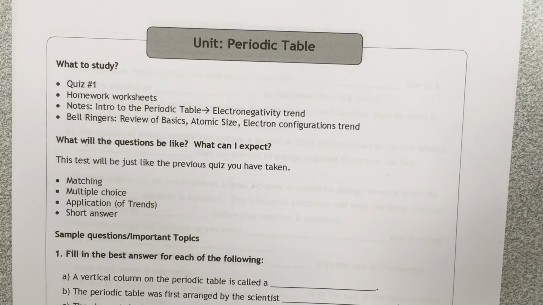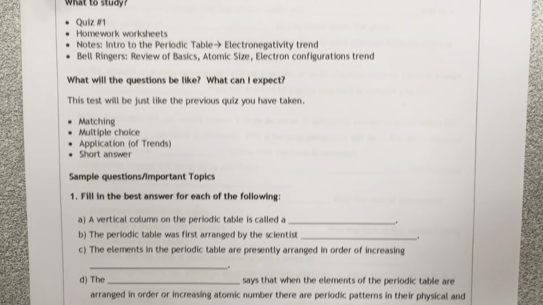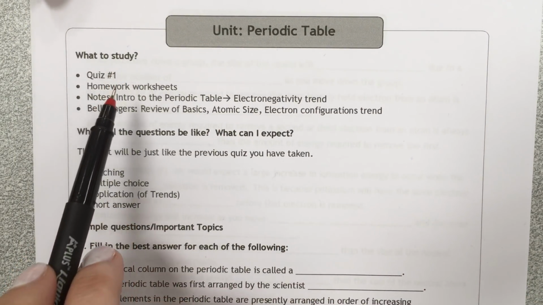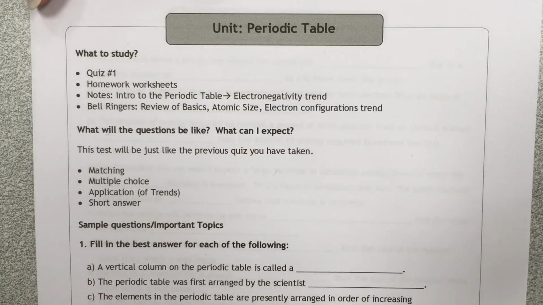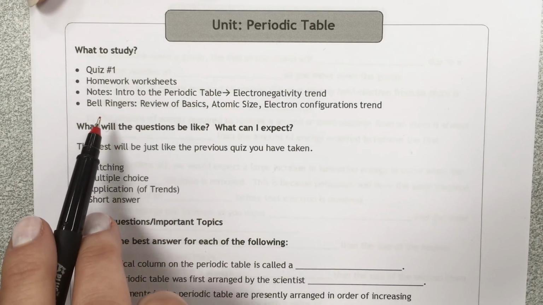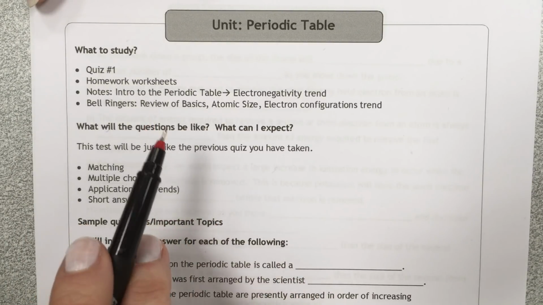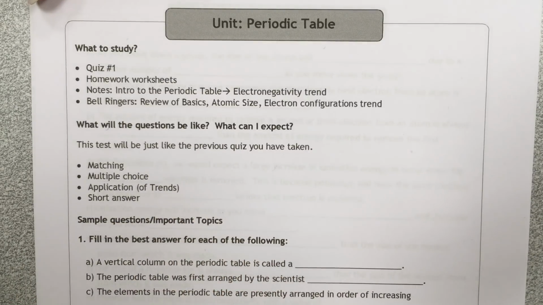Okay, so we're going to go over the periodic table test review. As far as what to study, we took a quiz, and that should be handed back to you by now. I would look at what you did wrong, because you're going to see the same things on the test. And I would take a look at all of your notes from the first through the fourth lesson. Look at all of the bell ringers that I give you.